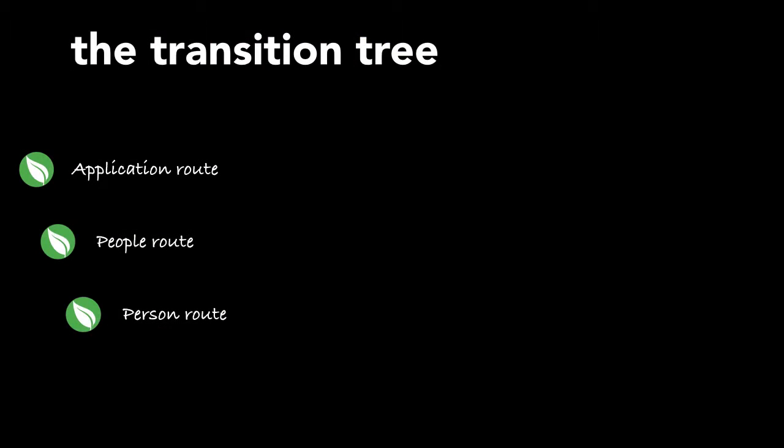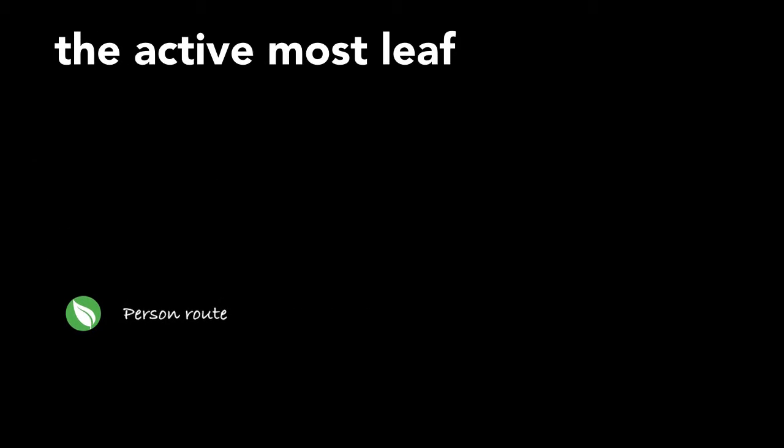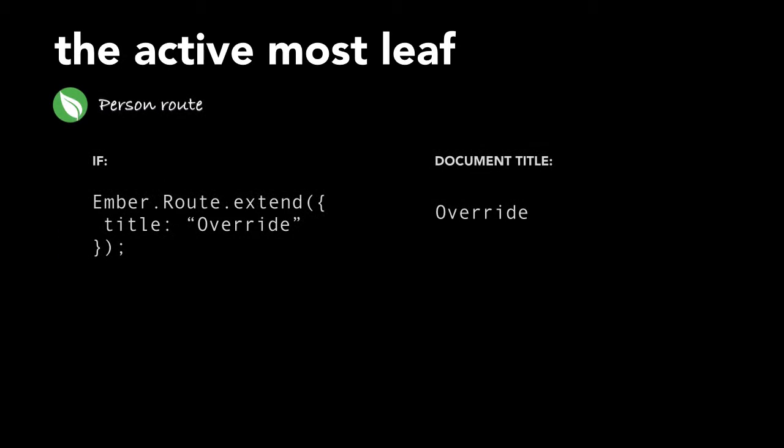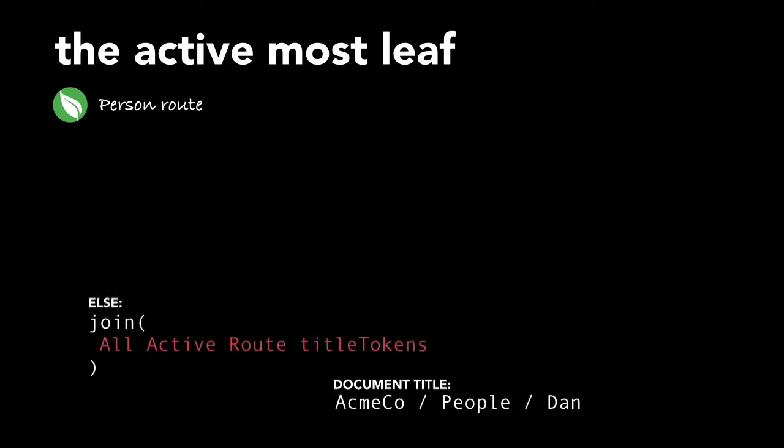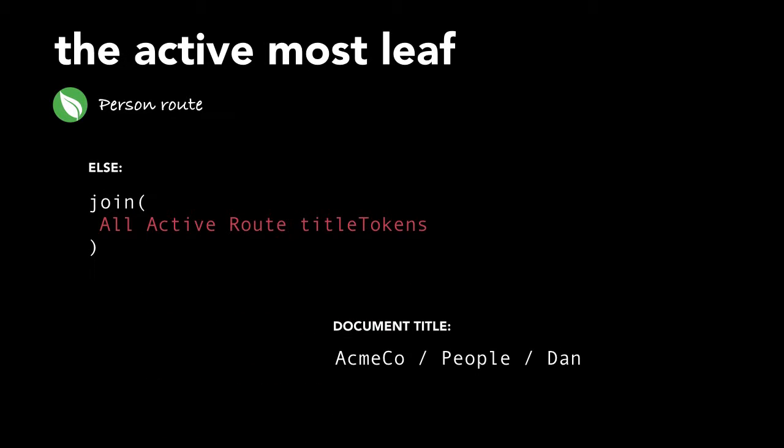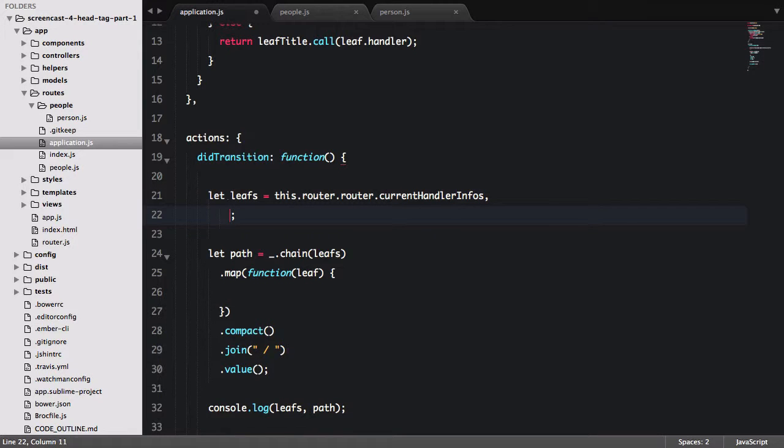So the idea with our final solution here is to assume that the only route that can override the title completely can only be the activemost leaf. If the activemost leaf has a title property, use that for our complete document title. Otherwise, chain together all of the title token properties for all the routes in the tree as we are here, and use its concatenated value as our document title.